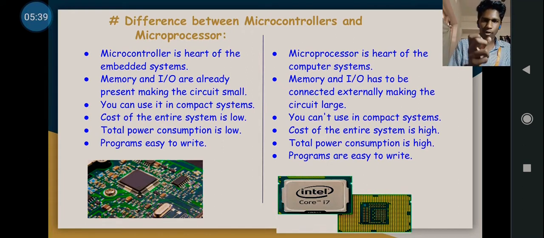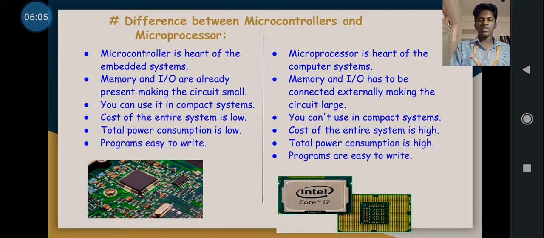Even though the name is microprocessor, as compared to a microcontroller, a microprocessor is a lot bigger because the two blocks, the memory and the input and output ports, have to be added externally, whereas in a microcontroller they are already embedded in it.